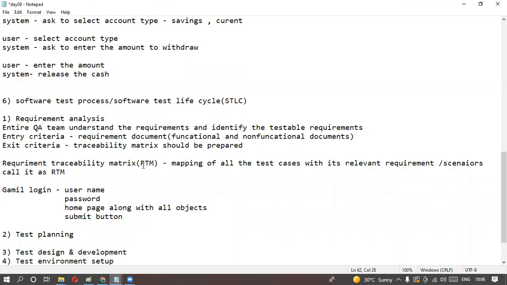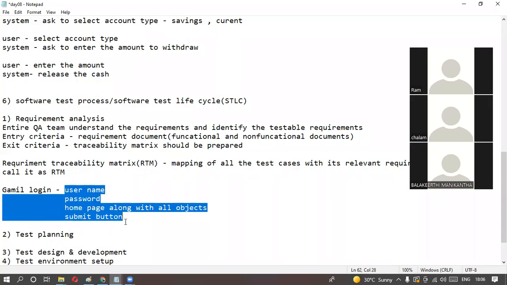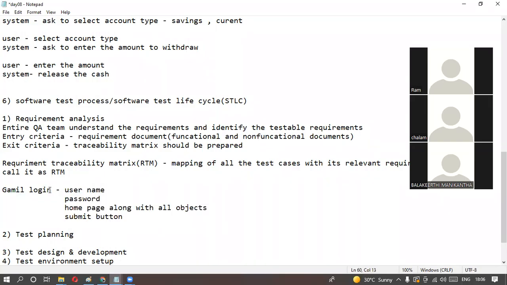So this all will be a part of Gmail login. Gmail login is a scenario or requirement. Under this, these all are the test cases. So we are mapping all the test cases with the requirement, that is Gmail login. That we call it as a requirement traceability matrix. Mapping or connecting of all the test cases with its relevant requirement. Our requirement is Gmail login. These are the test cases. We are mapping all these into Gmail login. Okay. Any question?